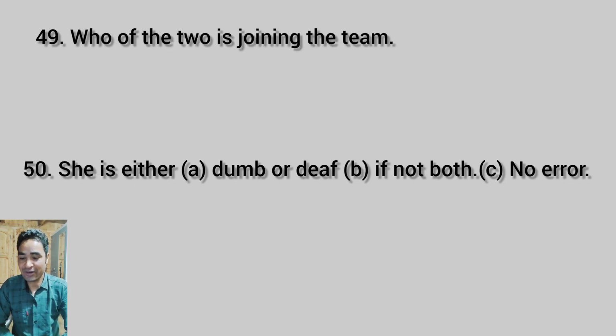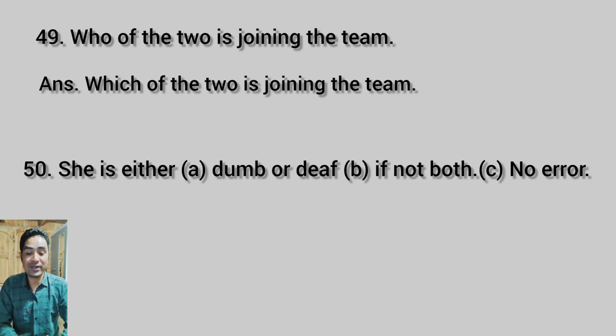Next question, 49. "Who of the two is joining the team?" What's the error? As I taught you, "which" can be used for human beings as well when we talk about choice and selection. So here the correction is "Which of the two is joining the team?" In this case we are talking about choice, selection. Which of two boys, which of two girls is joining the team? The correction is "which of the two is joining the team."